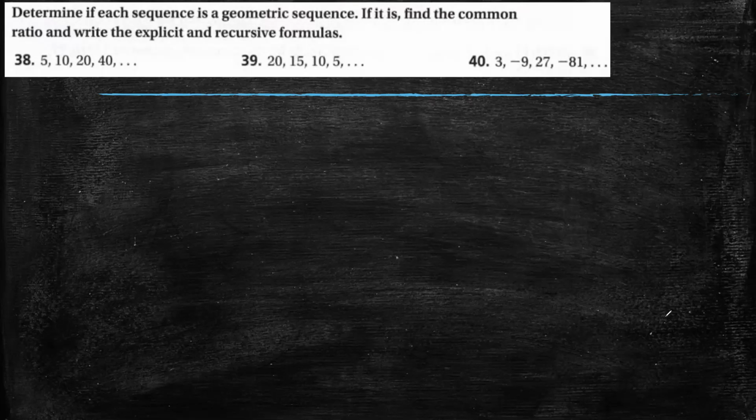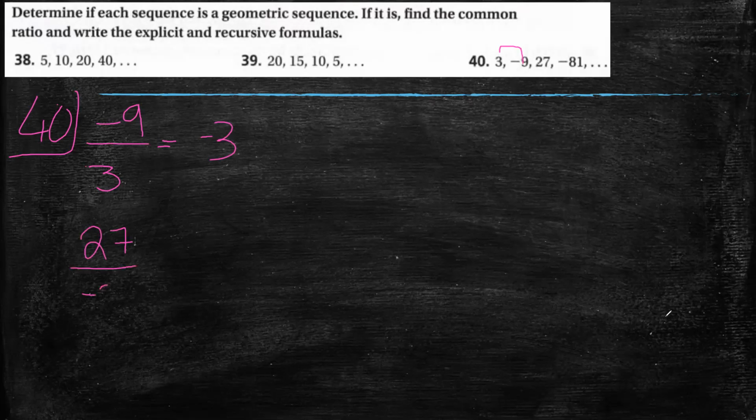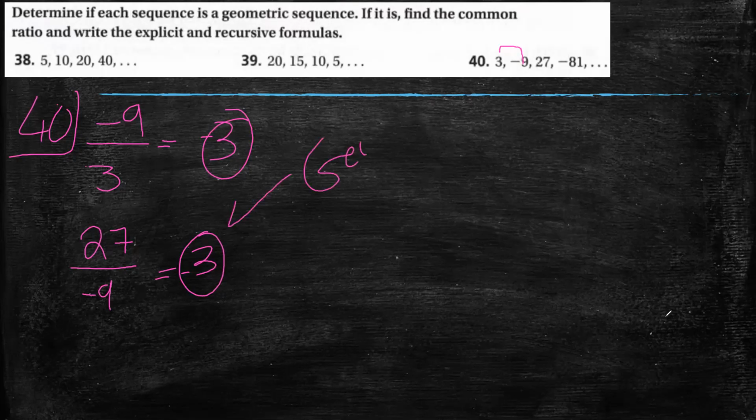Yeah, I have to solve number 40 now. In number 40, we have 3, -9, 27, -81. The first step, I have to check if it is a geometric sequence. How? Divide each term by the previous one. -9 over 3 is what? -3. And 27 over -9 is? Also -3. Negative 3, sorry. So we have a common ratio. So yes, it is geometric. So I will write here now that R is -3.